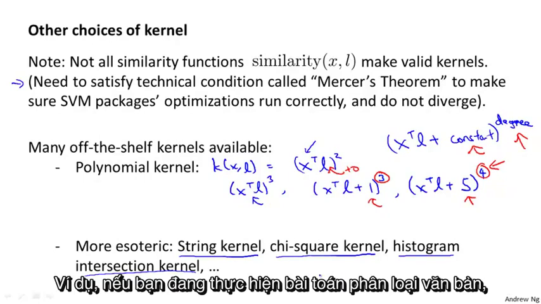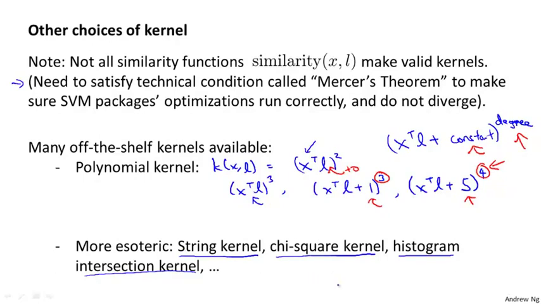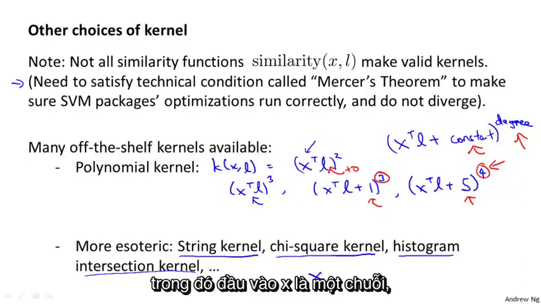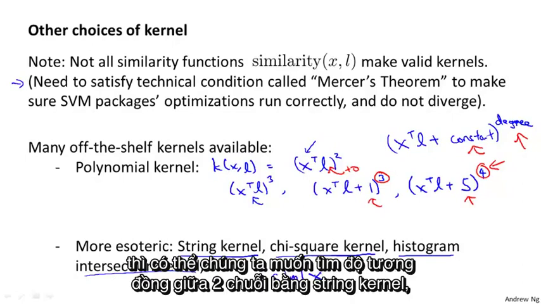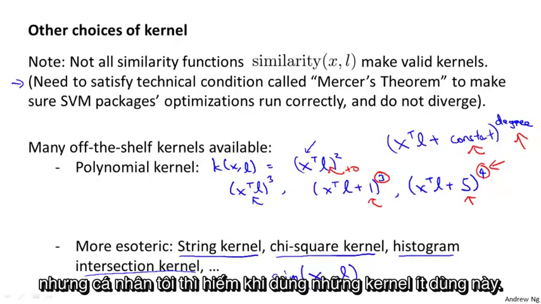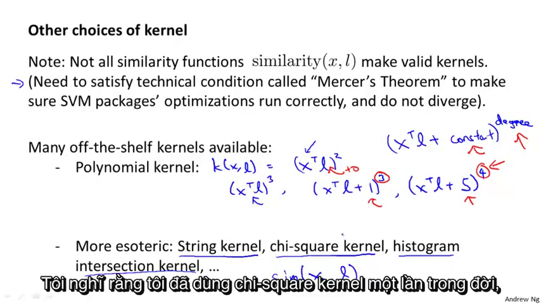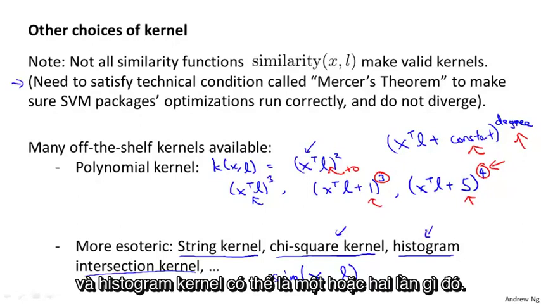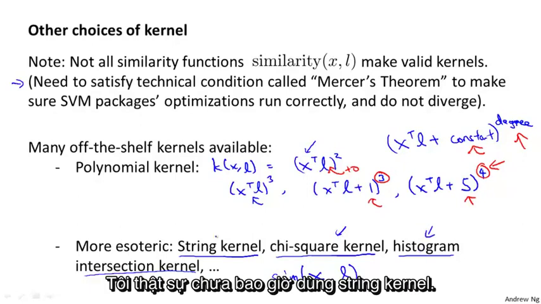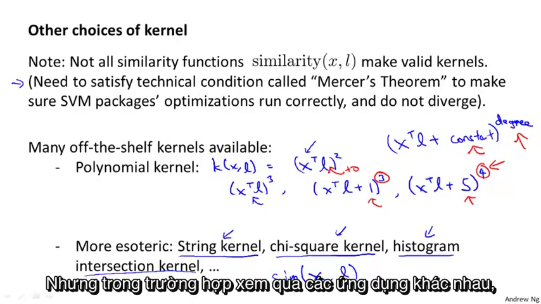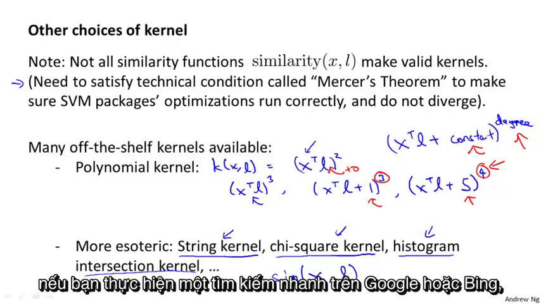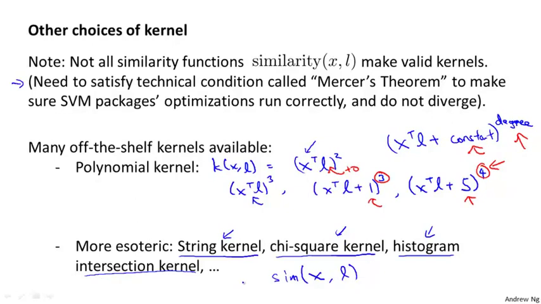So, for example, if you're trying to do some sort of text classification problem where the input x is a string, then maybe you want to define the similarity between two strings using the string kernel. But I personally end up very rarely, if at all, using these more esoteric kernels. I think I might have used the chi-square kernel maybe once in my life, and the histogram kernel maybe once or twice in my life. And I've actually never used the string kernel myself. But in case you run across these in other applications, if you do a quick Google search or a quick Bing search, you should find definitions of these other kernels as well.